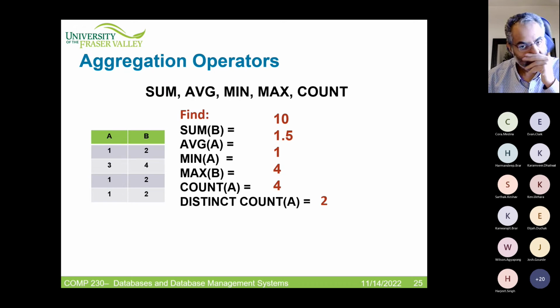So count will give you how many non-null values you have in this attribute. The distinct count doesn't consider duplication. So in A we have 1, 3, 1, 1. It is incorrect to say we have 4 different values. We have 4 records under A, and all of them are not null. So for distinct count, we should consider no duplication. For us, we have 2 distinct values, which are 1 and 3 in this case.